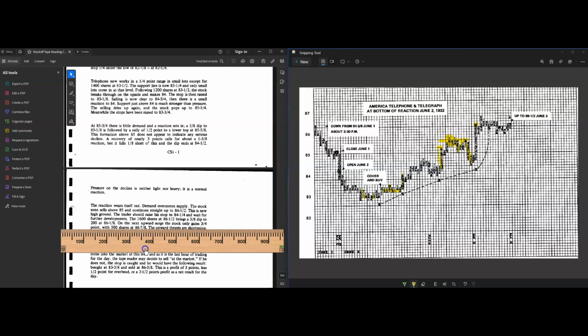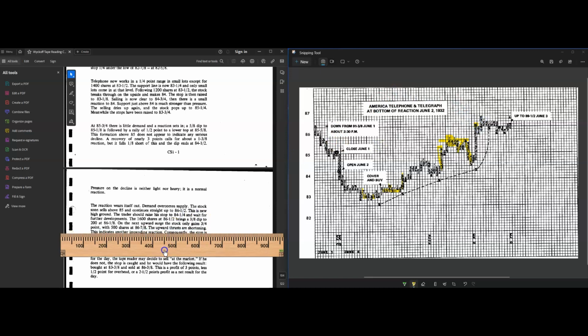On the next upswing, there's a surge and the stock only gains 3/4 of a point, with 500 shares trading at 86 7/8. All right, the upward thrusts are shortening. This indicates an impending reaction.